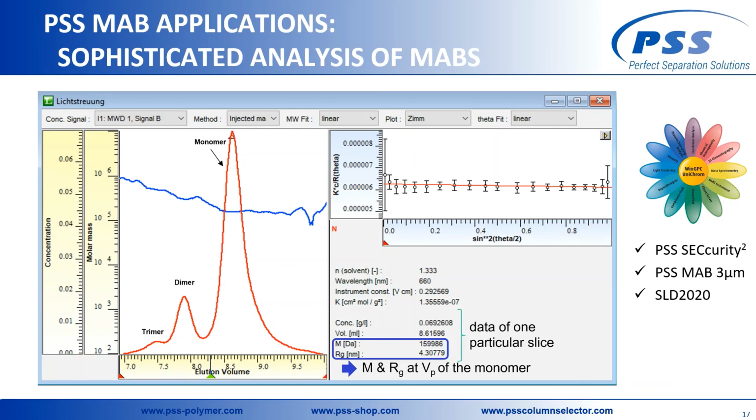It includes the elution profile of a sample, which was recorded with the according concentration detector, but it also shows the determined molar mass within the same chromatogram. Furthermore, the software allows to process the light scattering data slice-wise, and so it gives you direct access to the molar mass and radius of gyration of each particular slice in the chromatogram.